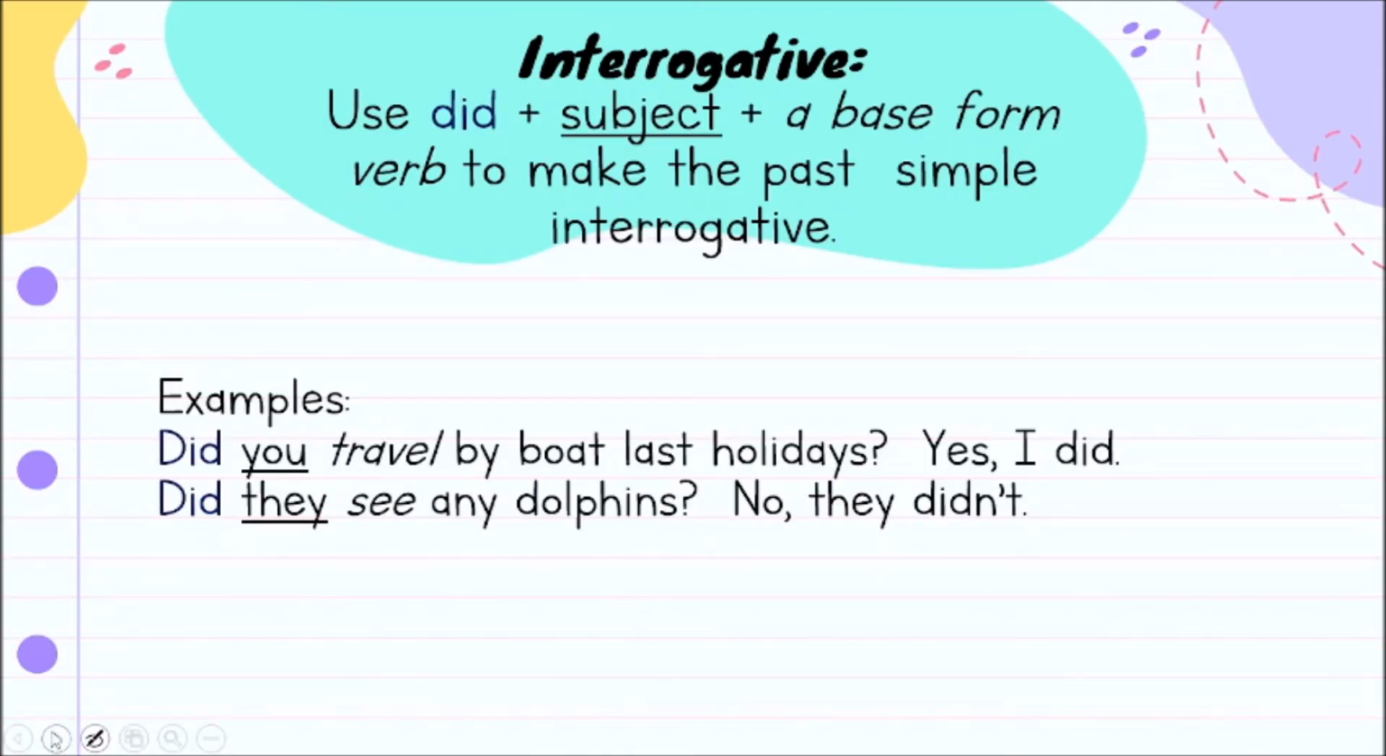Interrogative. So we have to use did plus subject and the base form of the verb to make the past simple interrogative. So, did you travel by boat last holiday? Yes, I did. So our verb here is travel. As you can see, it is in the base form. But then again, we use the word did, then we have the subject, you, then the base form of the verb. It is the same with the second example. We use did, then the subject, and the base form of the verb.